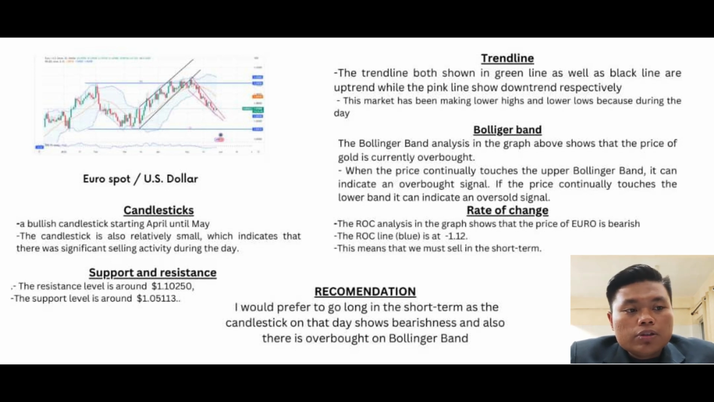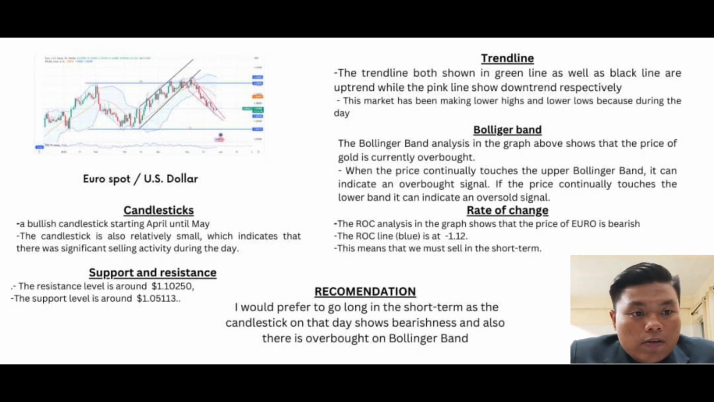The trend line shows the downtrend because this market has been making lower highs and lower lows during the day. Downtrend is a signal that the demand for the asset is lesser than the supply, and is used to suggest the price is likely to continue heading downward.